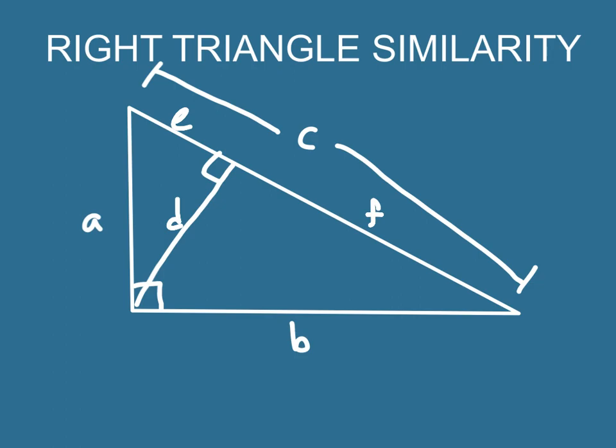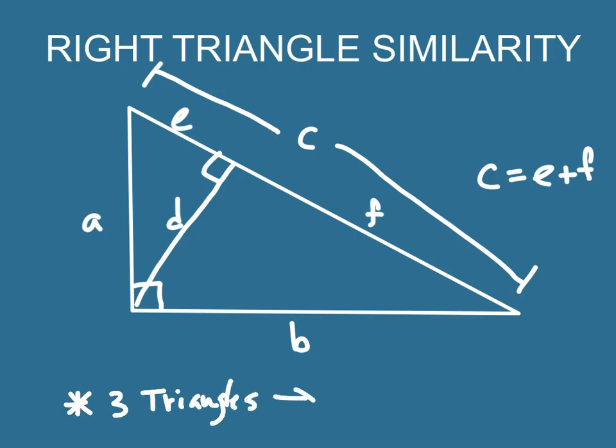And one of the things that we have is that the length of C is equivalent to the length of E plus the length of F. All right, now what I want to do is talk about the relationships that are created. The thing that I want you to write down is that you have three triangles, and they are all similar, okay? And I want to talk about the relationships that are created between each of those triangles.